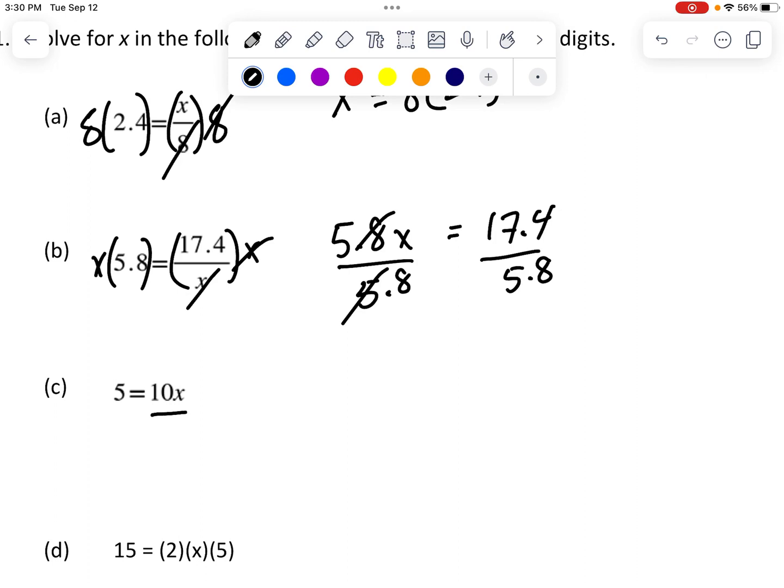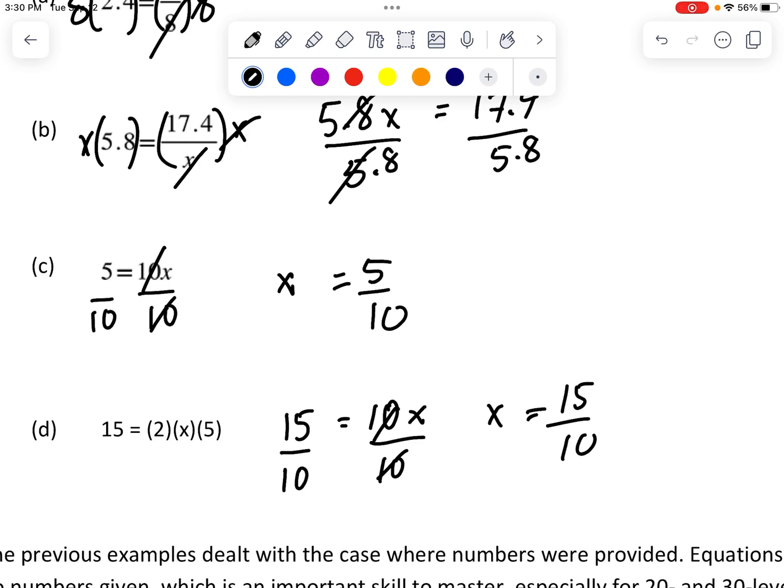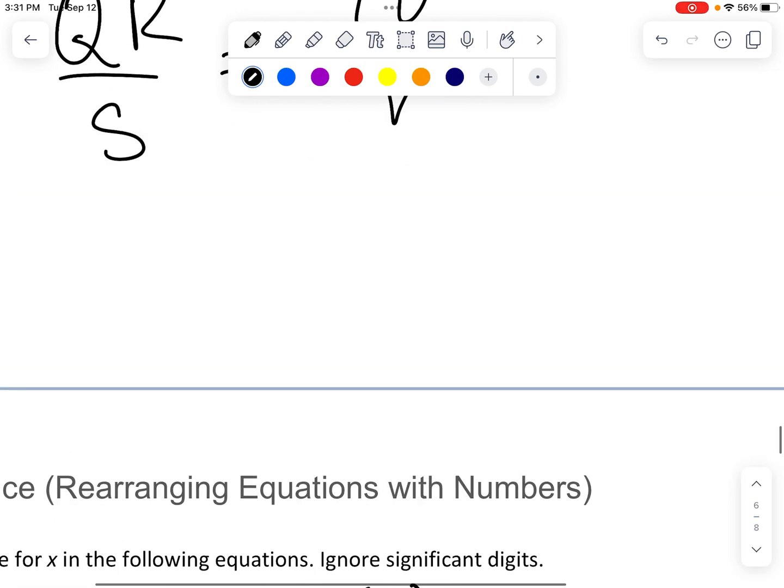Here, I want to get rid of the 10, so I divide both sides by 10, and x equals 5 over 10. And down here, I could simplify this, so 15 equals 2 times x times 5, so that's 10x. I'll divide both sides by 10 to get rid of what's next to the x. x equals 15 over 10. So that's kind of how we would generally deal with those sorts of questions.